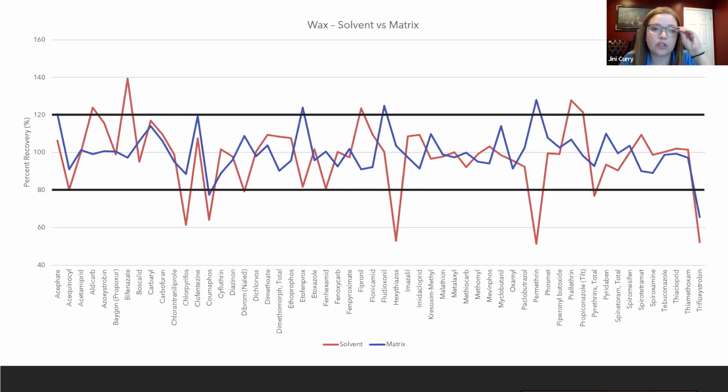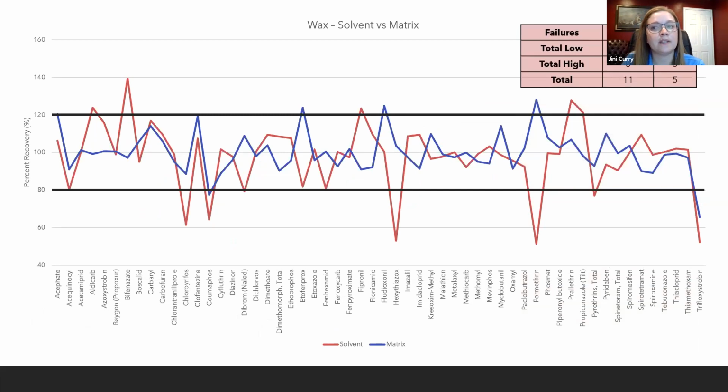This is a wax sample. So again, we're seeing in this one, not as many failures across the board, but there's definitely still some failures, and there's a substantial number of low failures. And so we were looking at 6 low failures in solvent versus 2 in matrix, and then a total of 5 high failures in solvent versus only 3 in matrix. And then that total is being reduced by about 50% from that 11 to 5.